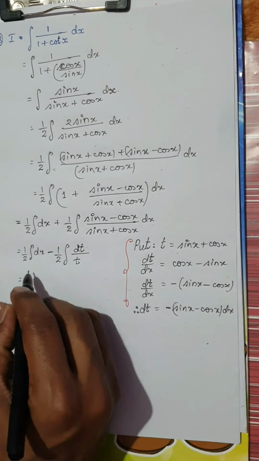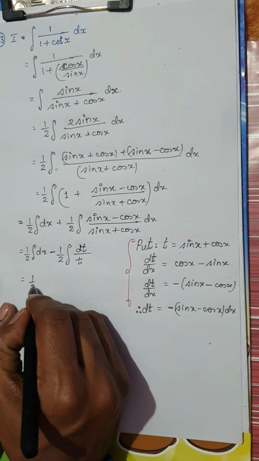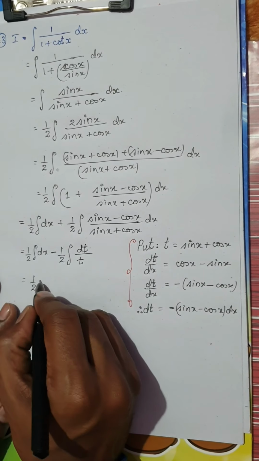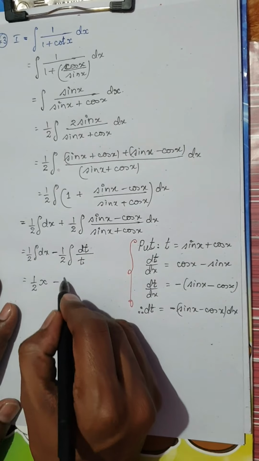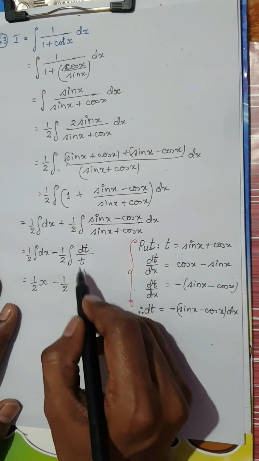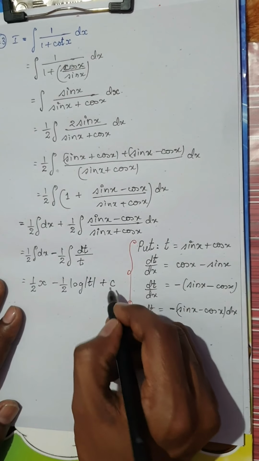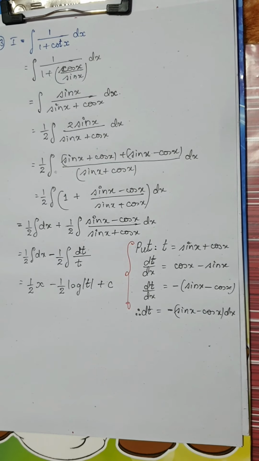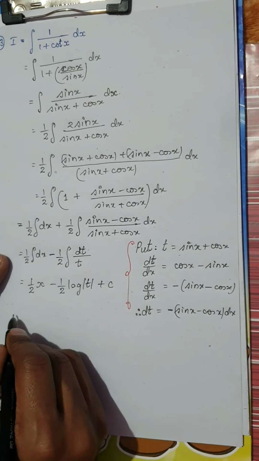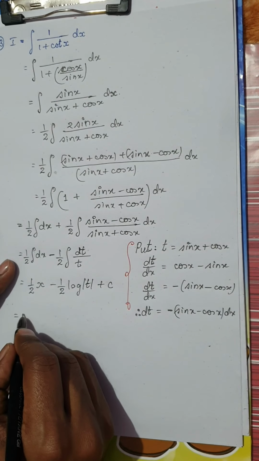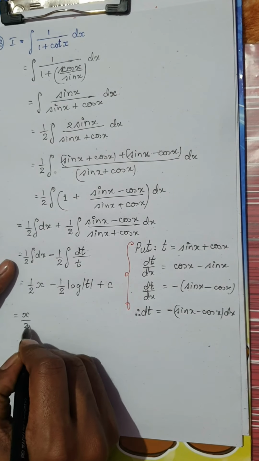So this is nothing but half into, what is the integral of dx? It is simply x. Minus half into, now dt by t would be, remember, log of mod t plus a constant c. So the final result would be half into x, or else x by 2.